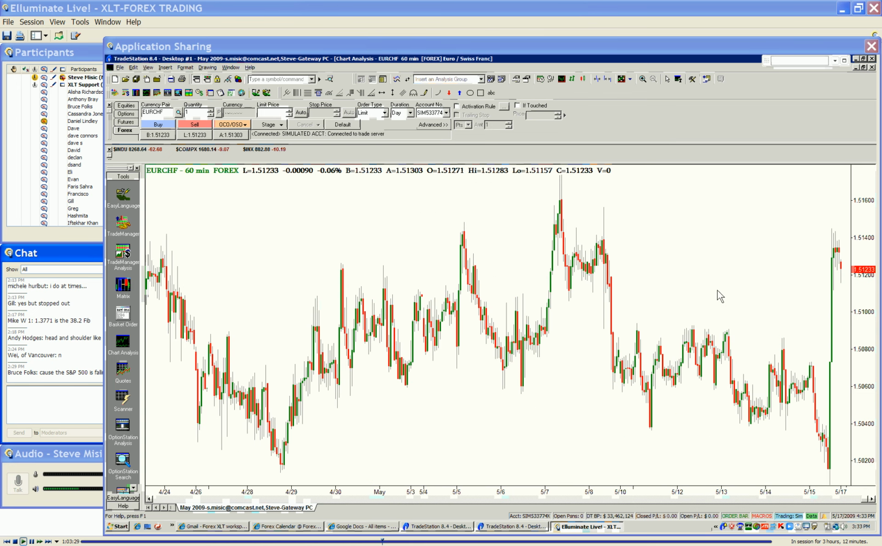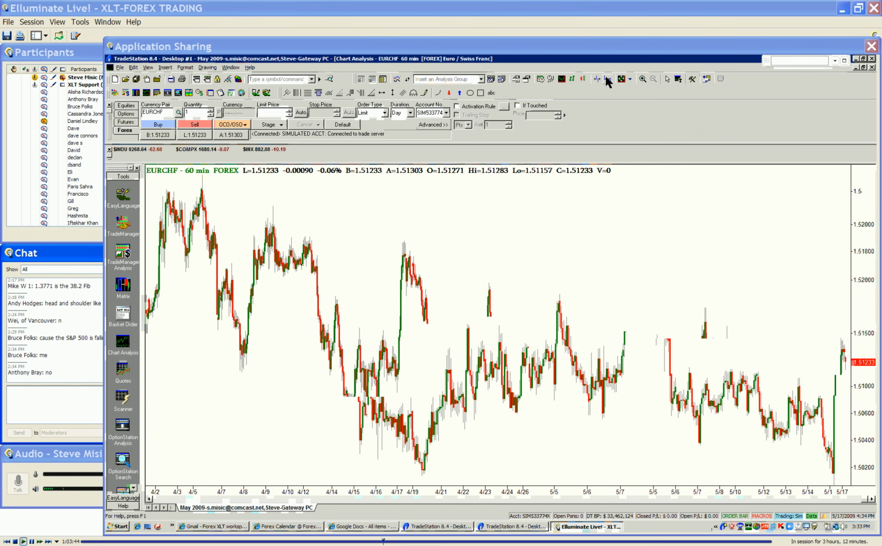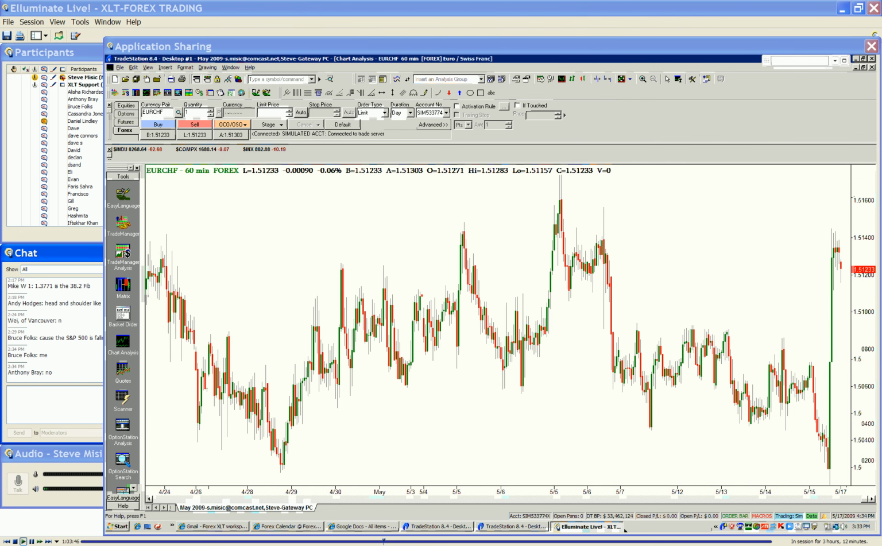All right, and how many people like to trade this Euro Swiss? Okay, another non-exciting currency. Not too many people do. Alicia does. Okay, good. All right, that's good. So, Alicia, this one's for you here.